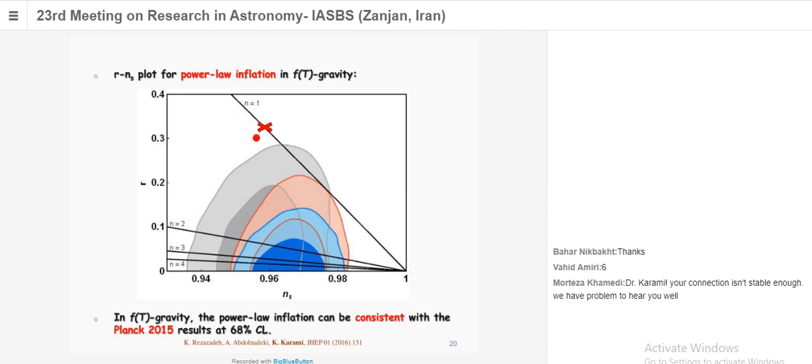These curves, denoted by the red cross, are the prediction of the standard model, which corresponds to n equal 1. But you see here, if we choose n equal 2, 3, 4, one can bring the result of the model inside the observational contour. Hence, we can get the following result. In FT gravity, the power law inflation can be consistent with the Planck 2015 result at the 68% confidence level.